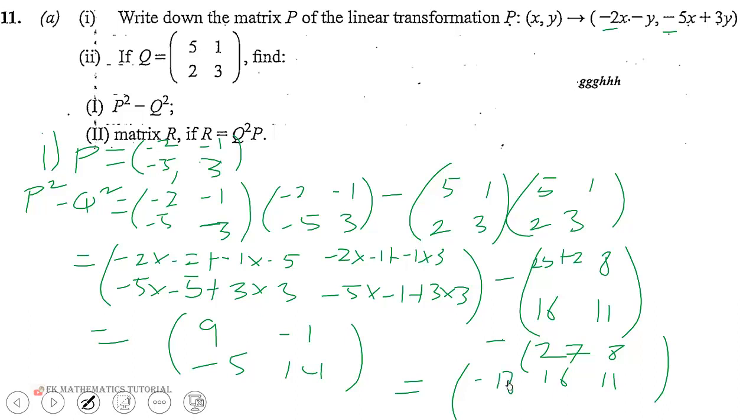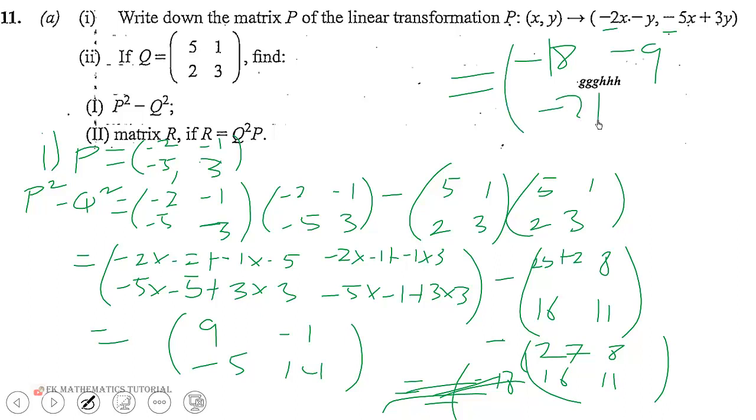-18, then minus negative, we have -18, we have -9, -18, -9. So let me write the result here. The result will be -18, -9, then we will get -21, then we have 3. So that is p squared minus q squared for you.